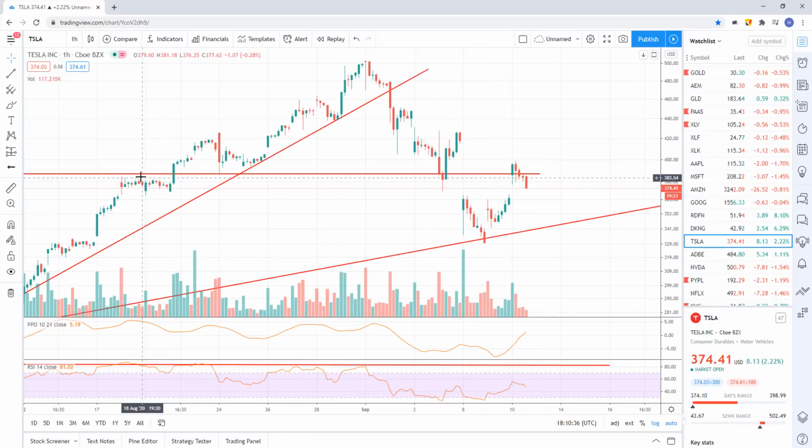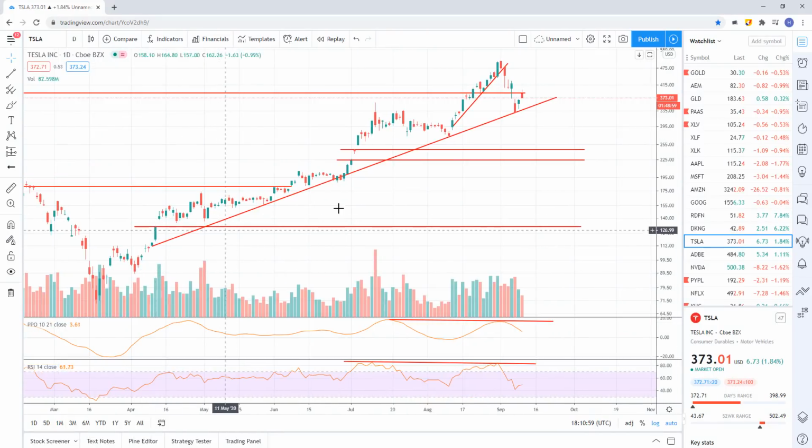So the resistance comes from, back here it held as resistance. Then it was support right here. Again, it held right there. And then we gapped down below it. So to me, that looks like a kickback rally. Looks like we're heading back down to the trend line right around 341. And I think the second time that we get here, we'll slice through it.